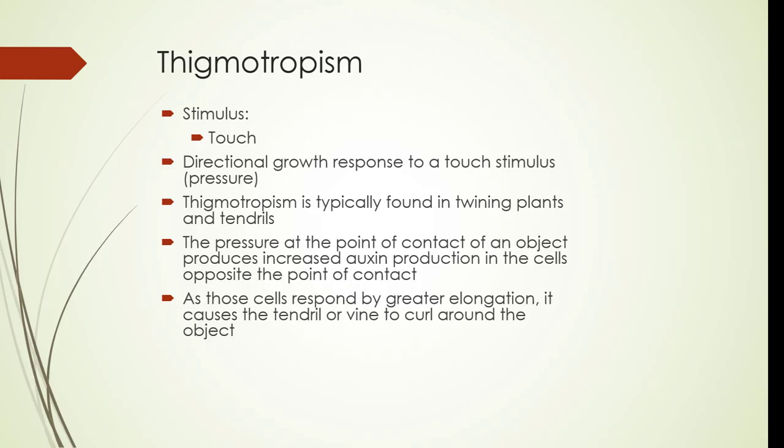Okay, so thigmotropism, the stimulus is touch, and it's a directional response to the touch stimulus or pressure. Thigmotropism is usually found in twining plants and tendrils. So the pressure at the point of contact of an object produces auxin, or increases auxin production, in the cells opposite the point of contact. As those respond by greater elongation, it causes the tendril or vine to curl around the object.